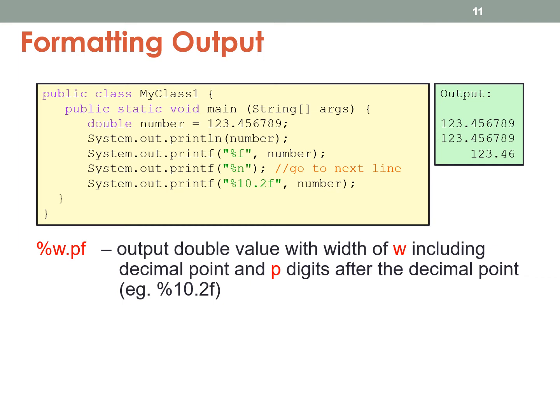Say that we want to display only 2 digits after the decimal point. We can use %.2f. In this example here, we wrote %10.2f, meaning that the width of all the numbers, including the decimal point, is 10, and there are only 2 digits after the decimal point. So the output is 4 spaces, and then 123.46, which is equal to 10 spaces or width 10.